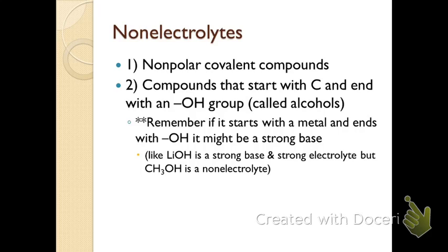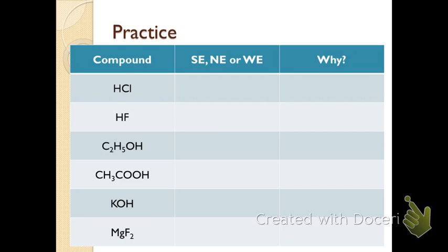But remember, if it starts with a metal and ends with an OH, it could be a base. These groups start with a carbon and end with an OH. Okay, and I gave you an example there. For example, lithium hydroxide is a strong base and a strong electrolyte, but CH3OH is an alcohol and is a non-electrolyte. So just to practice, and then we'll be done.